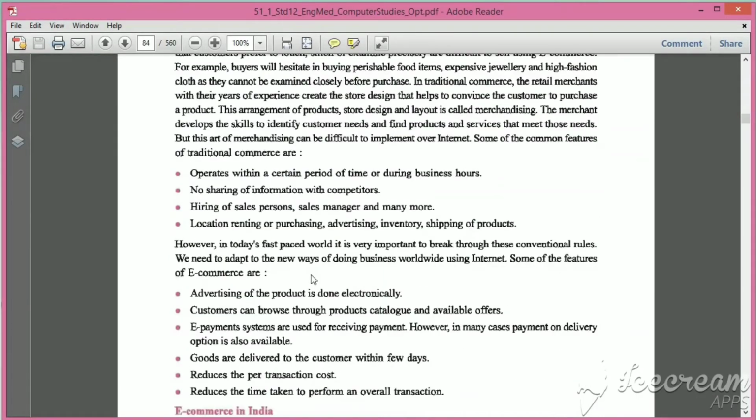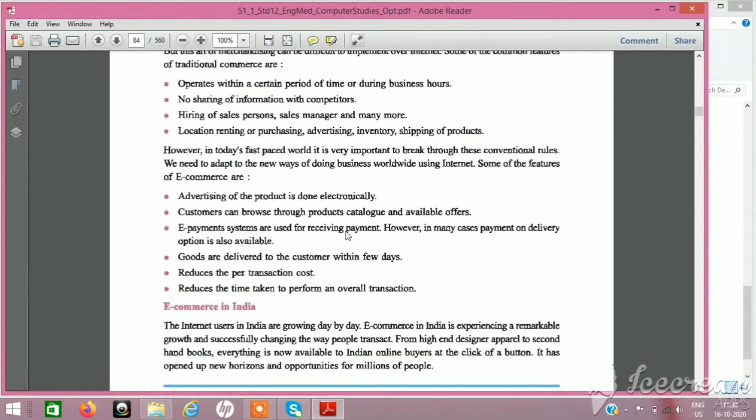On the other hand, for electronic commerce, the advantages are as follows. Advertisement of the product is done electronically. Customers can browse through the products and catalogs available on offer. E-payment systems are used for receiving payments. However, in some cases the payment on delivery option is also available. That is cash on delivery, COD. Goods are delivered to the customer within a few days. Reduced per transaction cost and reduced time taken to perform the overall transaction.